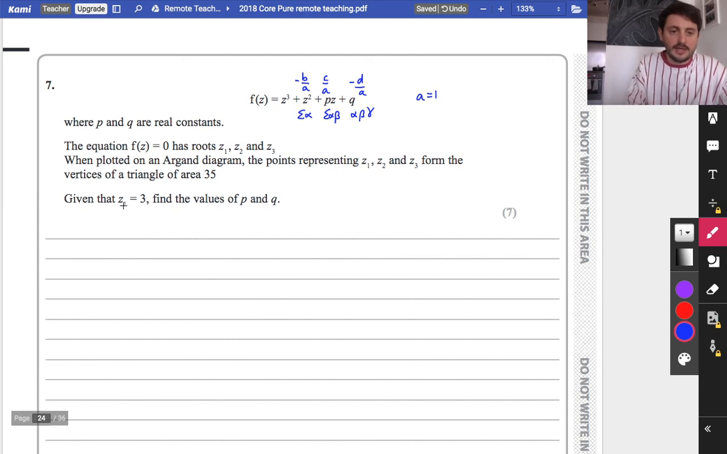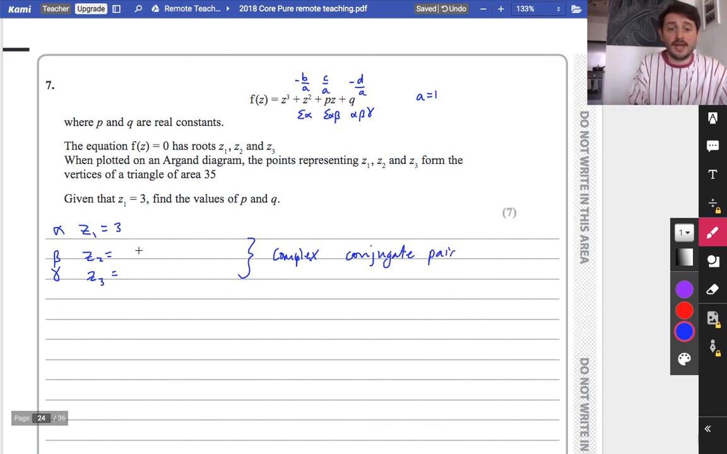Okay, now if we know that z1 is equal to 3, we know something quite special about z3. Now remember, these are just the same as alpha, beta, and gamma, okay? If this one is real, and it's a cubic, then you must know something about these two. They are a complex conjugate pair, which is very special because you know that they have the same real part and the same imaginary part, but one is positive and one is negative. That is going to be really, really important.